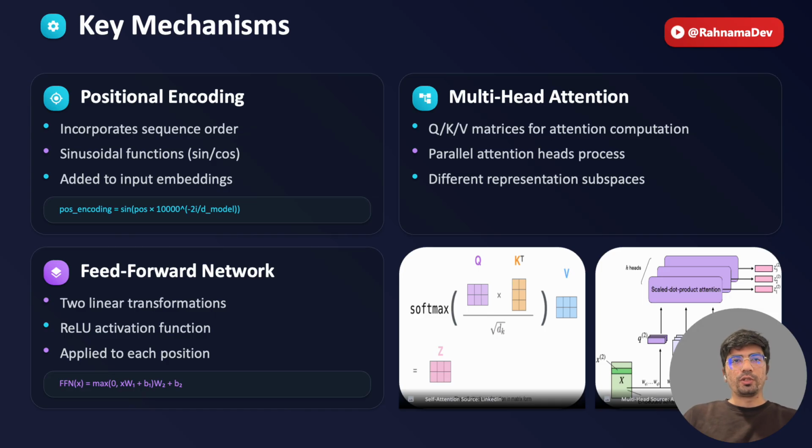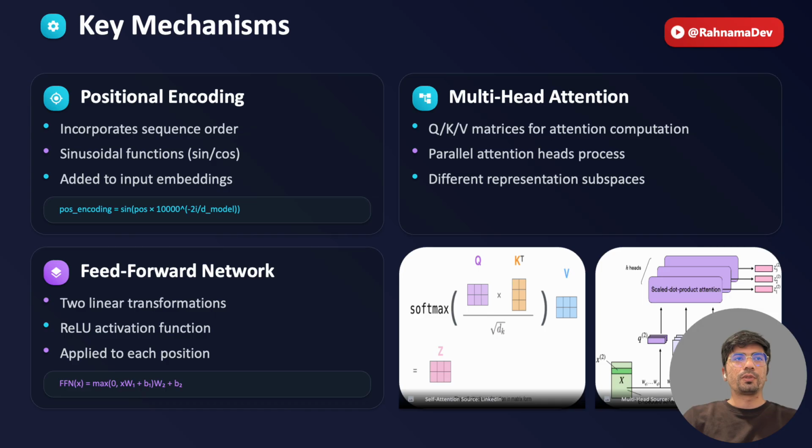This tells us how much to attend to each position. Then we multiply by the value to get a weighted representation. Now, multi-head attention means we have multiple sets of Q, K, V transformations running in parallel. Each head learns different aspects of the relationships.